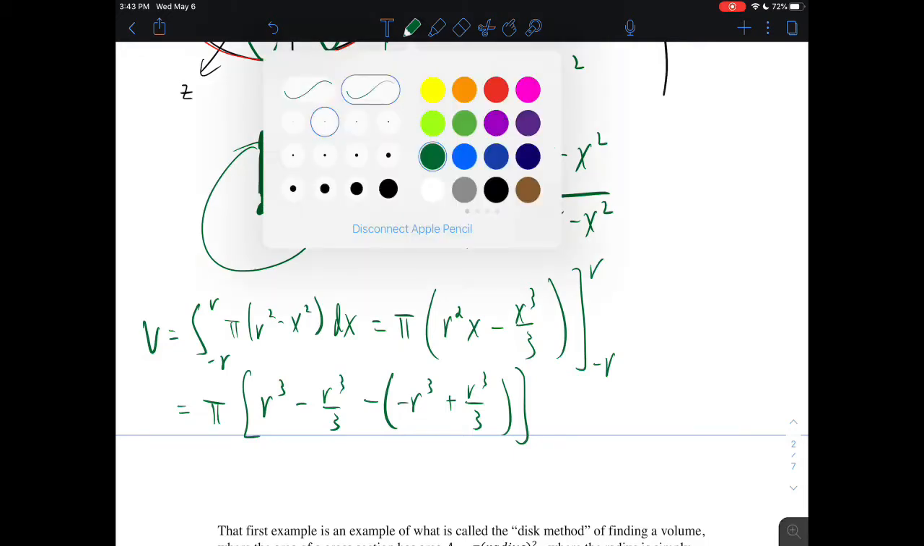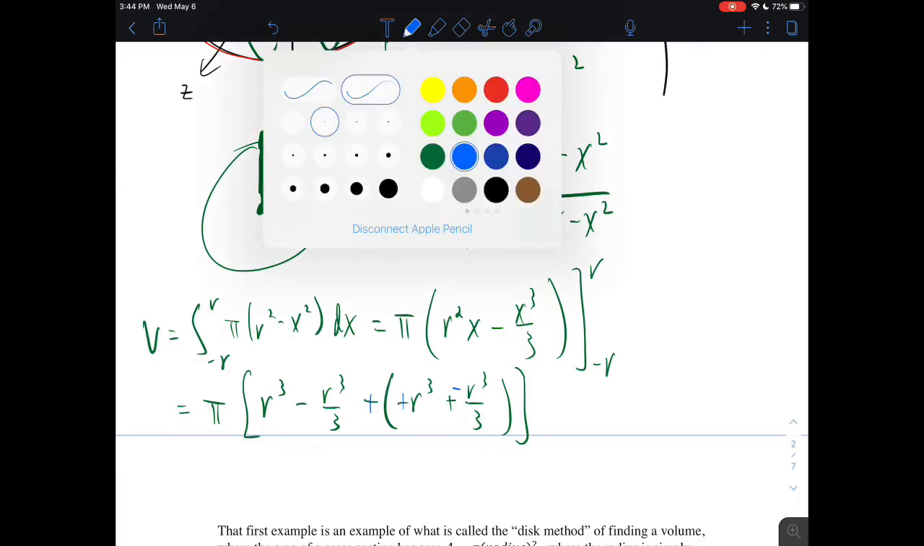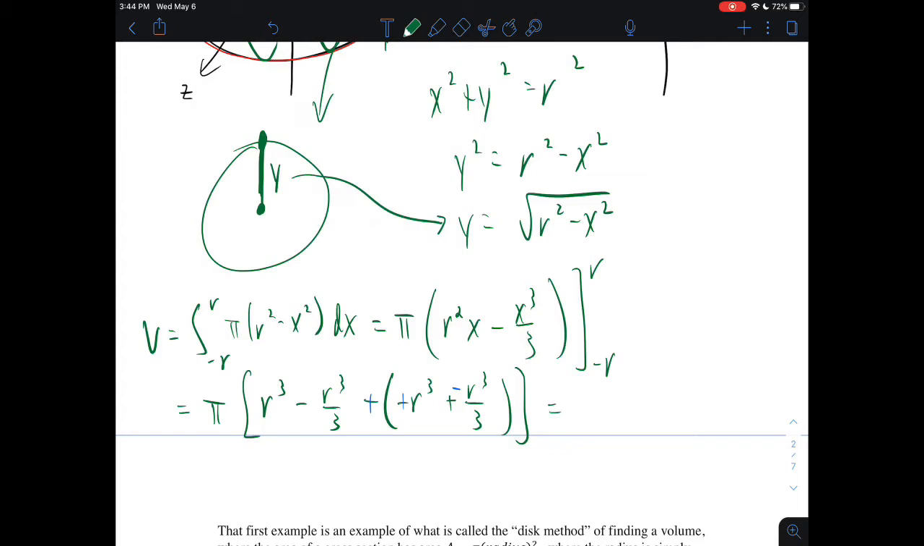And so then just replacing the negative inside the parentheses by distribution, I can see that I am going to have 2r cubed and then minus 2/3 r cubed. So 2 minus 2/3, that's 6/3 minus 2/3, that's 4/3. And so we do get 4/3 times pi times r cubed.